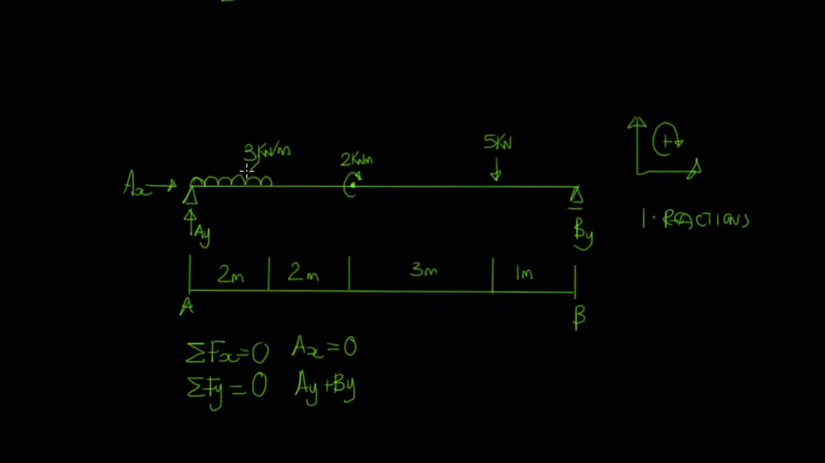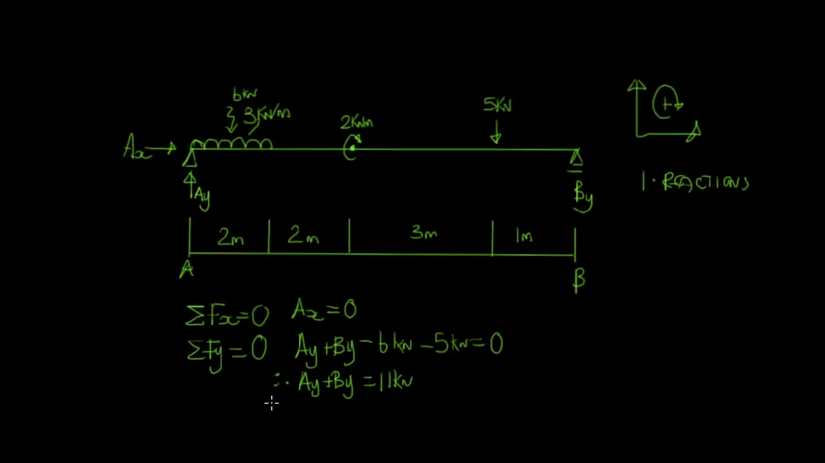In the vertical axis, pushing down, we've got this 3 kilonewton per meter line load acting over 2 meters, so that's going to be 6 kilonewtons. So we're going to have minus 6 kilonewtons. The bending moment doesn't affect us, and we've also got this 5 kilonewtons acting on the right hand side, and that's equal to 0. So we now have AY plus BY equals 11 kilonewtons.